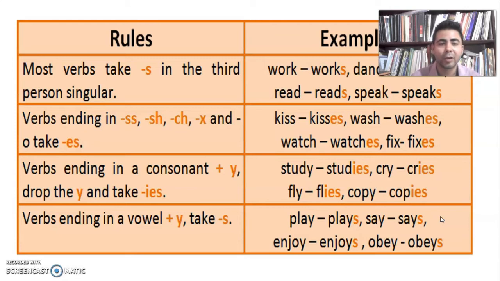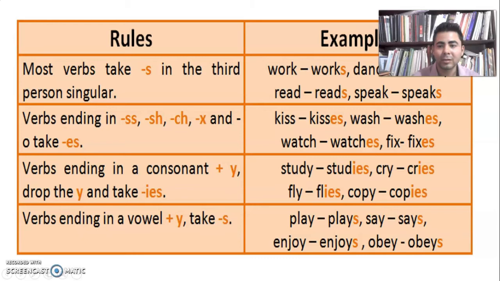Here we have some of the rules that we are going to apply when we talk using the simple present tense in the third person singular. The first rule tells us that to most verbs we need to add the letter S. We can see the example, and the first one says work, works. We add the letter S to the verb to make the third person singular form in simple present tense. Then we have some other examples down here. Read, reads. Speak, speaks. Remember, that is only for third person singular, which means he, she, it. Those are the subject pronouns for the third person singular.